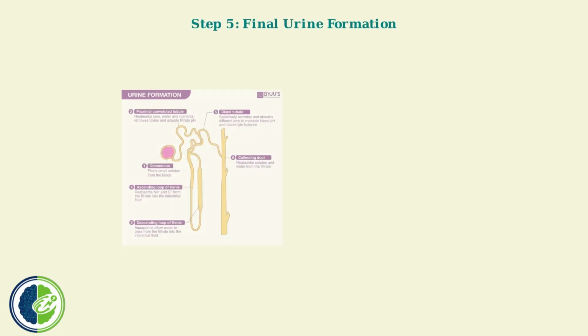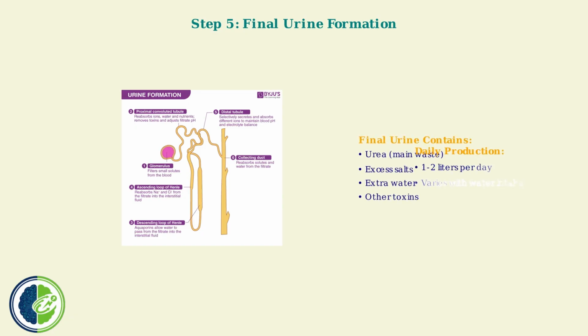Finally, what's left becomes urine. This contains the waste products your body needs to get rid of, mainly urea, excess salts, and water. The urine travels from the collecting duct to the bladder, ready for excretion. This whole process is happening in your kidneys right now.